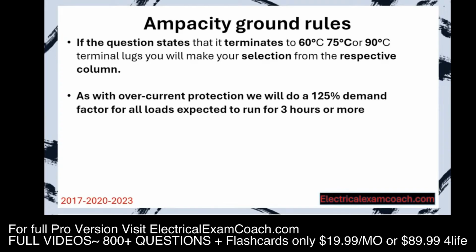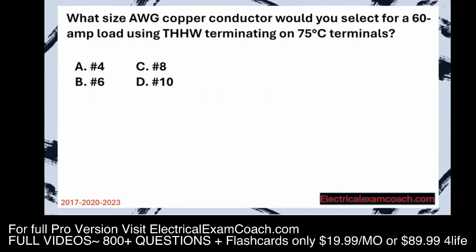And as with overcurrent protection, we're going to do 125% demand factor for all loads that are expected to run for 3 or more hours. Remember our continuous load rule? That carries over into wire sizing as well. Let's get to it. What size AWG copper conductor would you select for a 60 amp load using THHW terminating on 75 degree C terminals?